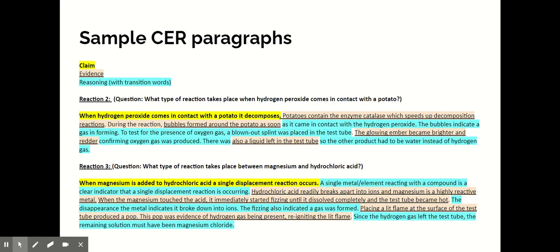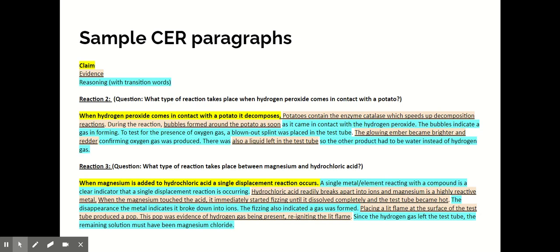Our first one is, and I've highlighted the claim, I have underlined and highlighted in pink the evidence, and the blue highlighted is the reasoning with transition words. So one CER paragraph was labeled reaction to, and the question I'm assuming was what type of reaction takes place when hydrogen peroxide comes in contact with a potato. When hydrogen peroxide comes in contact with a potato, it decomposes. Notice that's straight to the point, and it straight answers the question.